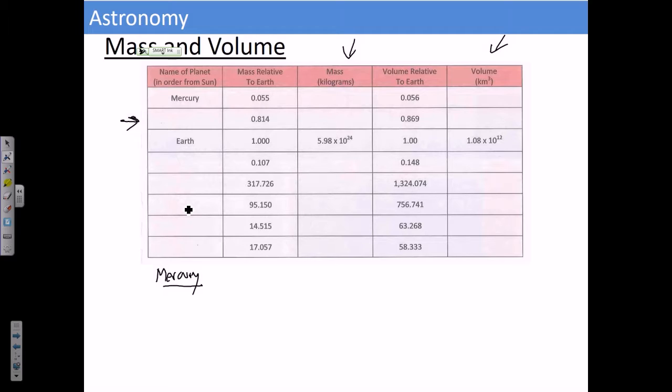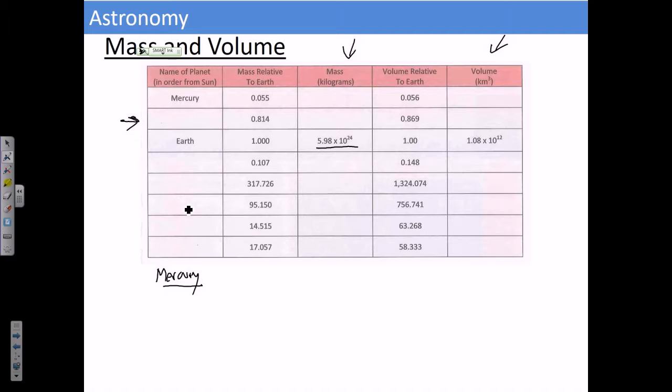All right, so Mercury has a value of 0.055. That's its mass relative to Earth. We've normalized everything else to Earth, so it means Earth has a mass of 1. So Mercury has less mass than Earth. The actual mass in kilograms of Earth is 5.98 times 10 to the 24th. So if we want to back calculate the actual mass of Mercury, that's going to be 0.055 times the mass of Earth, 5.98 times 10 to the 24th.